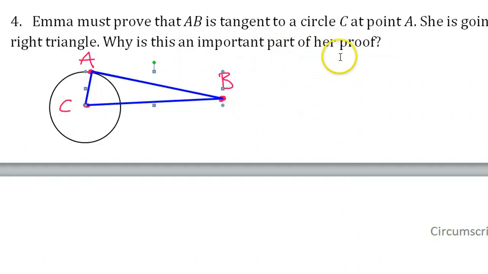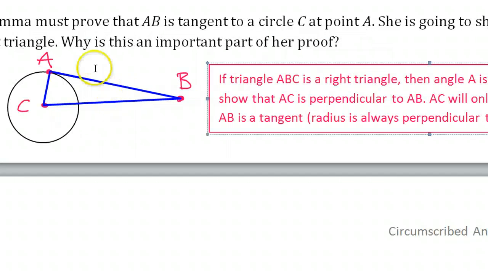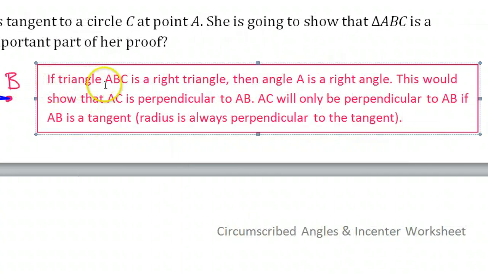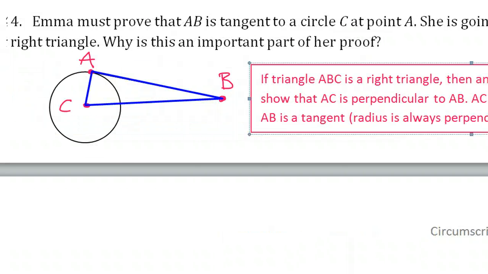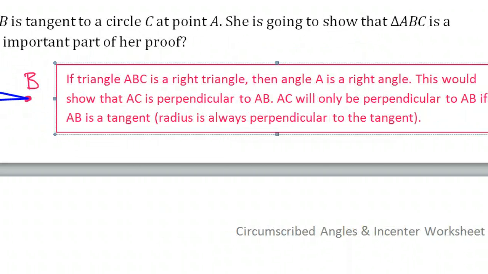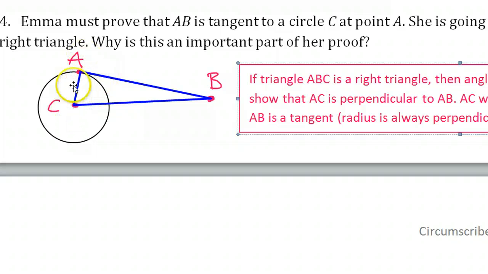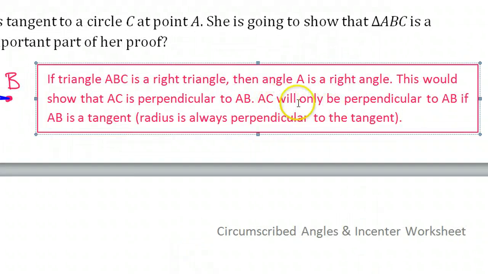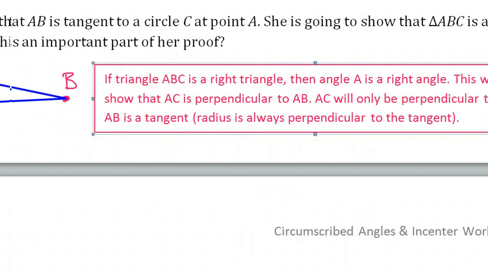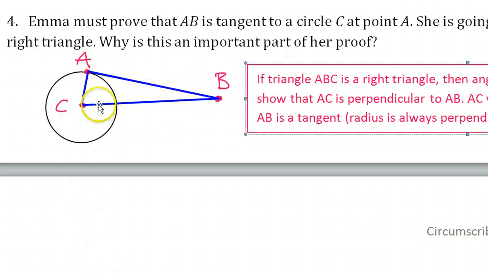Why is this an important part of her proof? Well, basically here's the thought process. If triangle ABC is a right triangle, that means angle A will be a right angle. That would show that AC is perpendicular to AB. AC will only be perpendicular to AB if AB is a tangent, because of the theorem that says the radius is always perpendicular to the tangent. So if we know that these are perpendicular, that shows that AB is the tangent. That's why it's an important part of her proof.